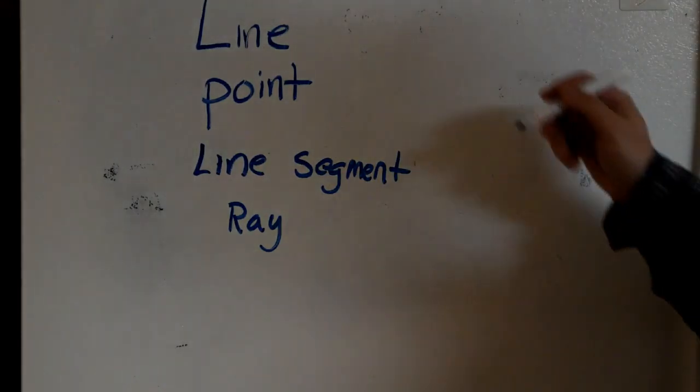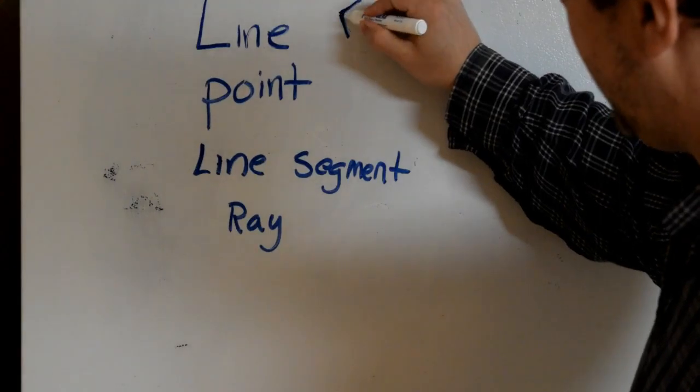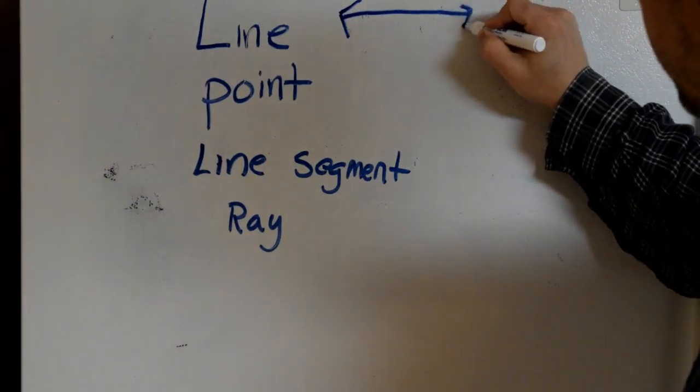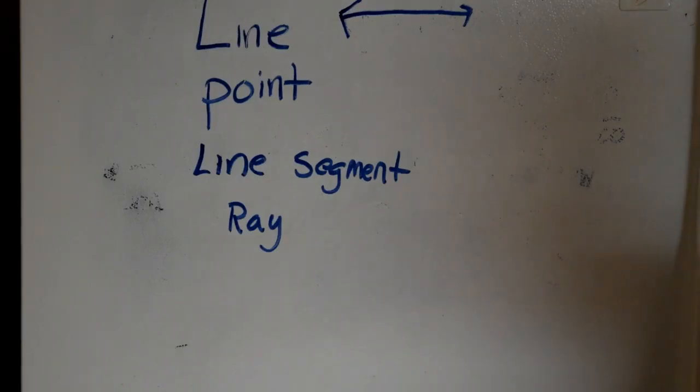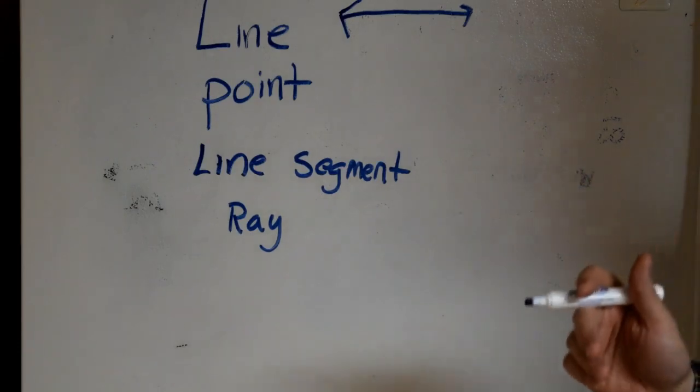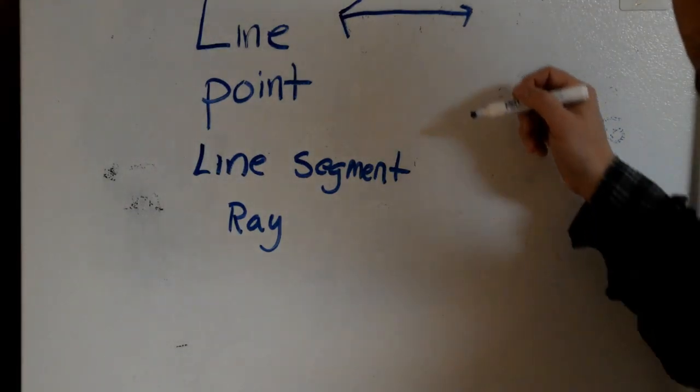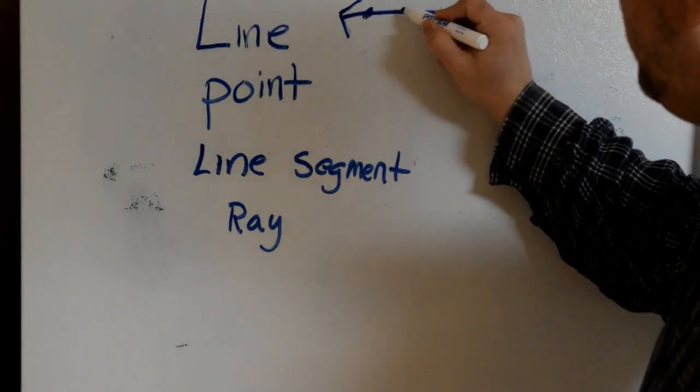So a line is exactly that, a line that keeps going in both directions for infinity. Now, that's a geometry term, the way we say that. Normally, if I say draw a line, it has a beginning and an end. But in geometry, they just keep going on and on. And within a line, you have points.